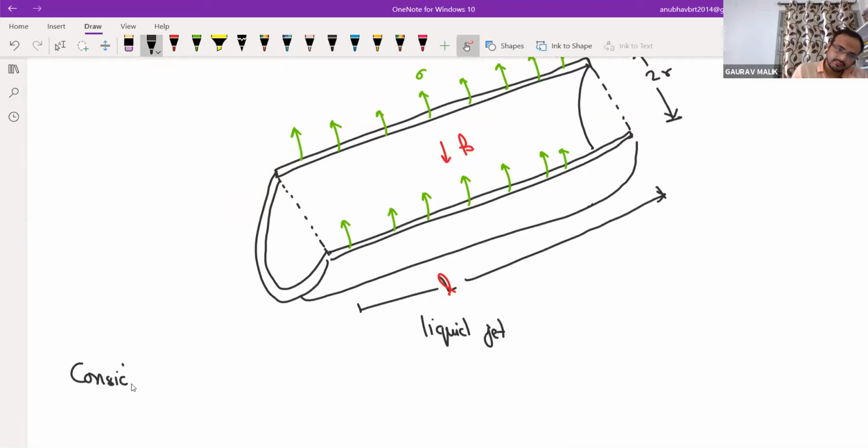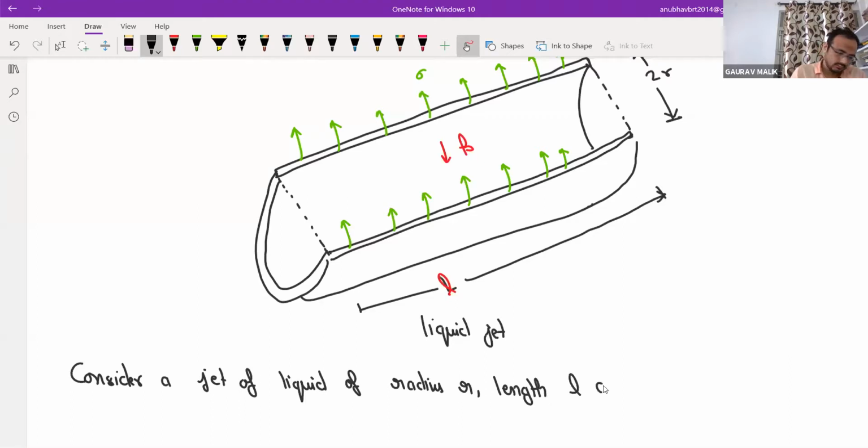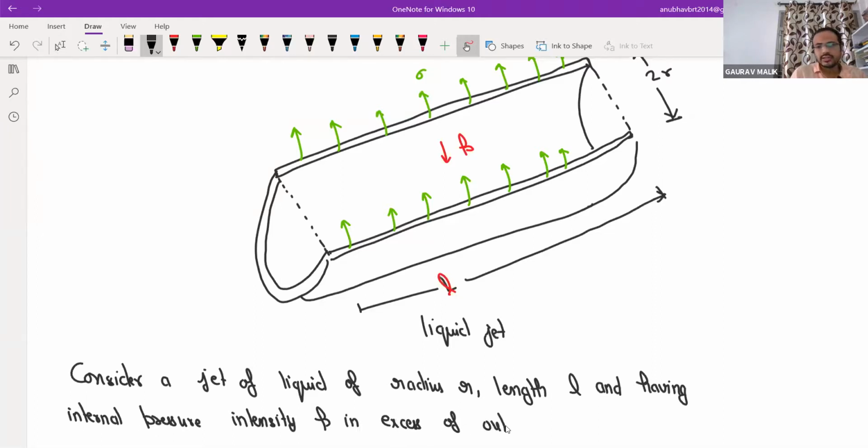So consider a jet of liquid of radius r, length l, and having internal pressure intensity P in excess of the outside pressure intensity.